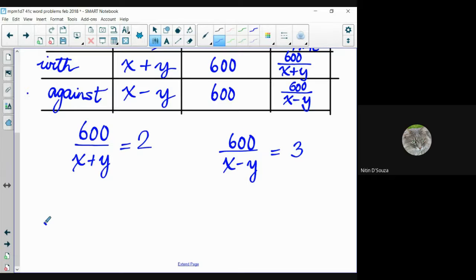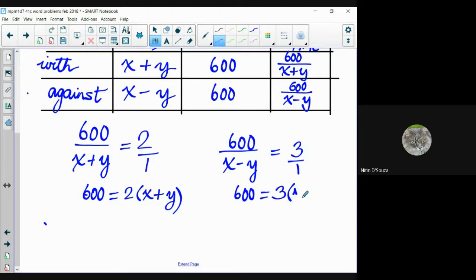They just look ugly, but they're not. You think it's ugly because it's in the bottom, right? But you do what you did all your life. This is 2 over 1. So what would you do? You would cross multiply. 600 times 1 is equal to x plus y times 2. This is 3 over 1. 600 times 1 equals 3 times x minus y.